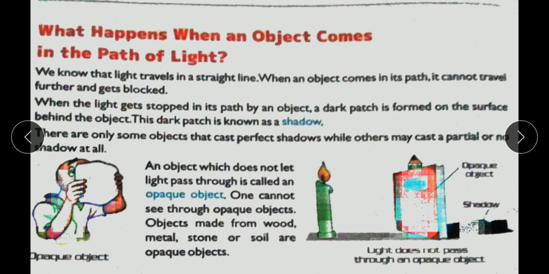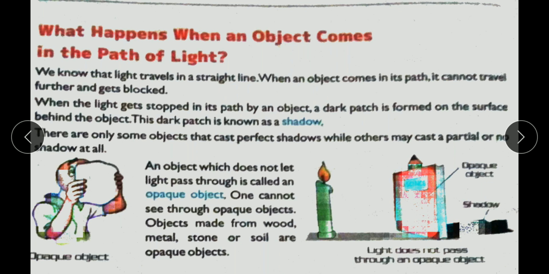Now, what happens when an object comes in the path of light? क्या होता है अगर कोई object light के path में आ जाता है? We know that light travels in a straight line. हमें पता है light हमेशा कैसे travel करता है? Straight line में travel करता है. और जब कोई object path में आ जाता है, it cannot travel further. वो आगे नहीं जा पाता है और वहाँ वो blocked हो जाता है, रुक जाता है.